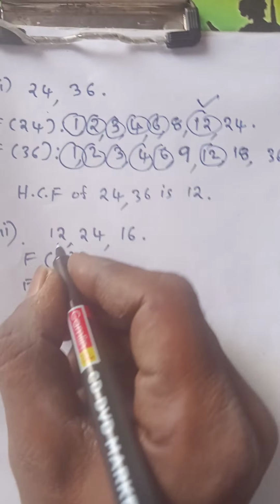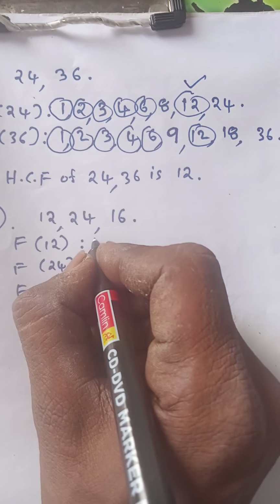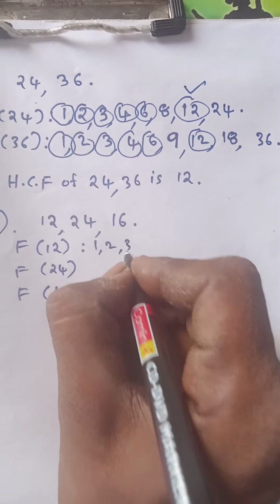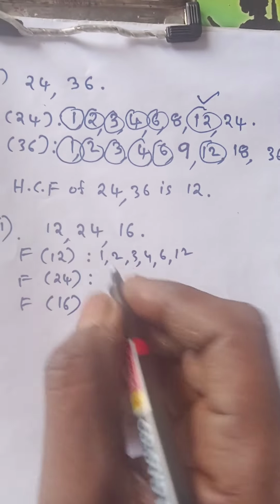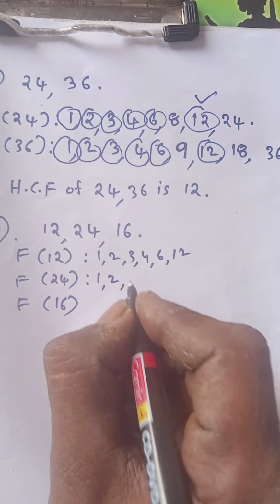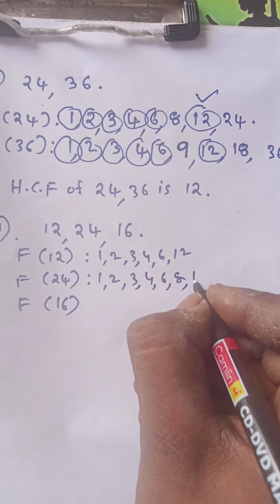I am writing all the factors of 12, the numbers which will divide 12 exactly, in one table, two table, three table, four table, six table, and the 12 table. The factors of 24 are 1, 2, 3, 4, 6, 8, 12 and 24.